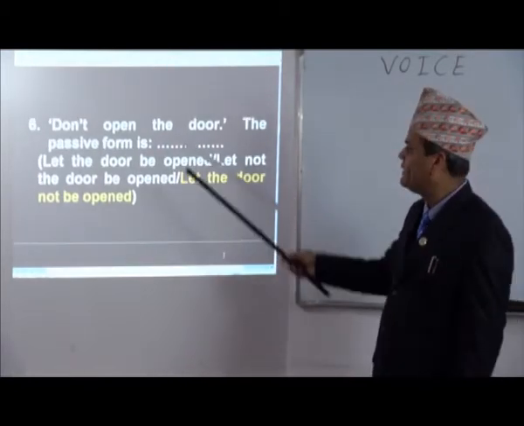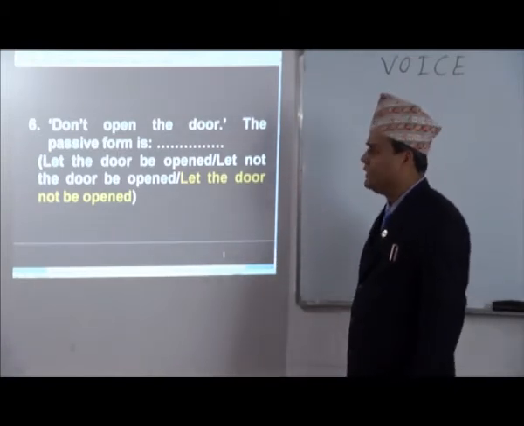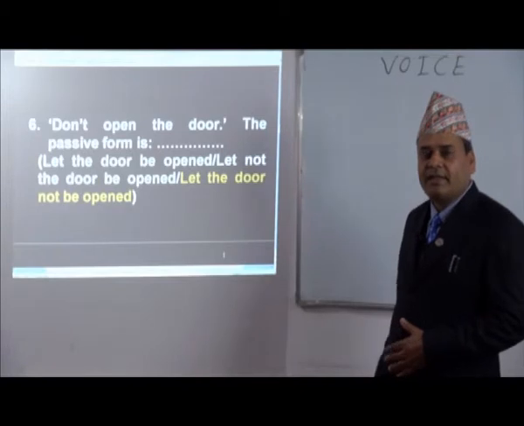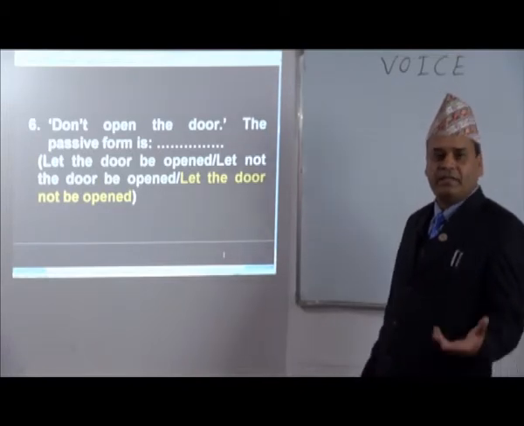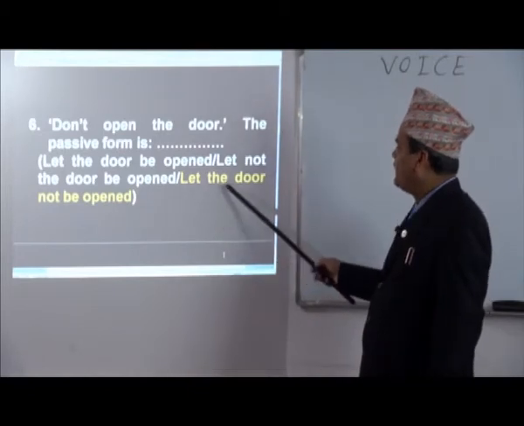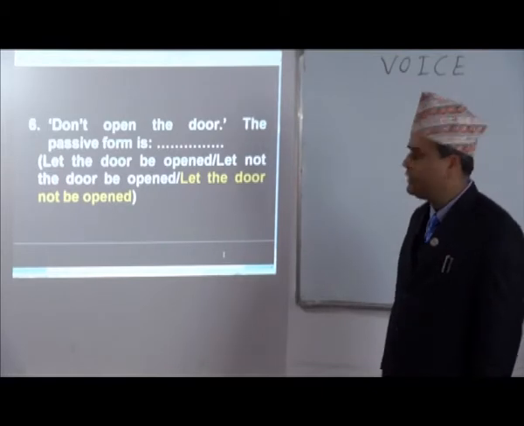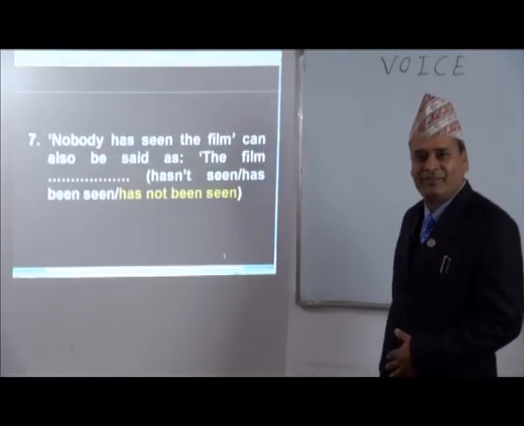In number 6, the sentence here is "Don't open the door." This is an imperative sentence and it's in negative form. In this case, we do the passive form like "Let the door not be opened." Alright, I hope you got the points.